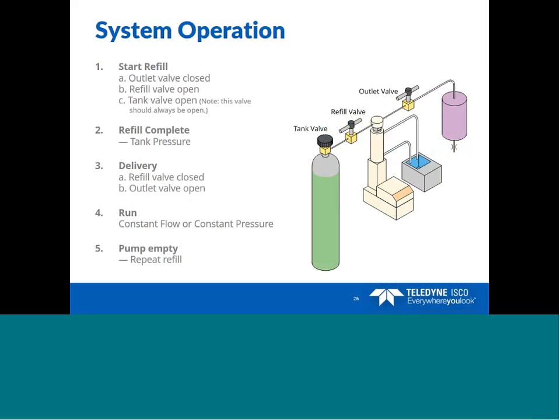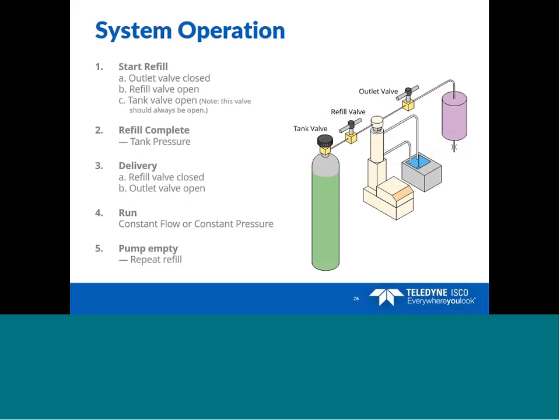The typical sequence for system operation begins with refilling, where the outlet valve is closed, the refill valve is open, and the tank valve is also open. Note the tank valve should always be open. The pump is refilled until it's complete, and the entire system now should be at tank pressure.